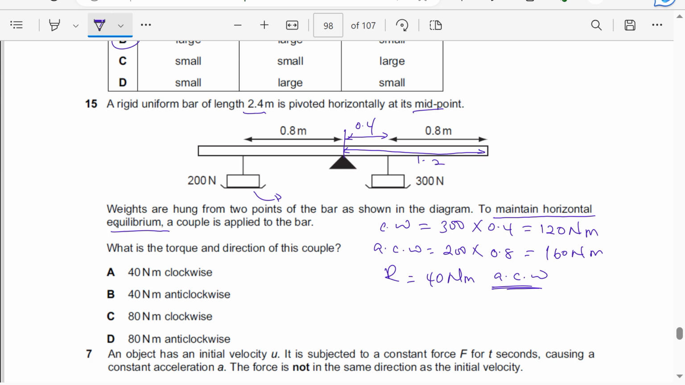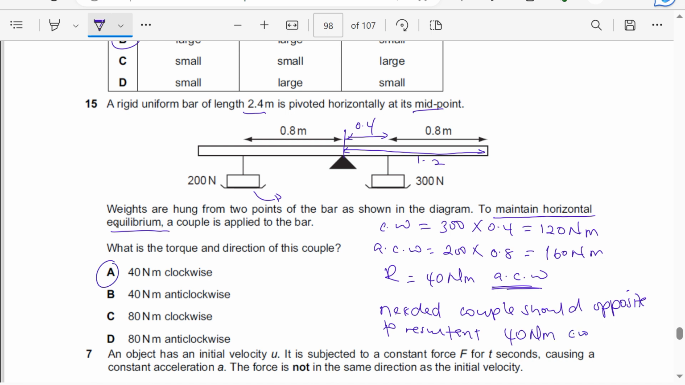So the required couple should be opposite to the resultant. So the needed couple should be 40 Newton meters clockwise. So the answer is automatically going to be A.